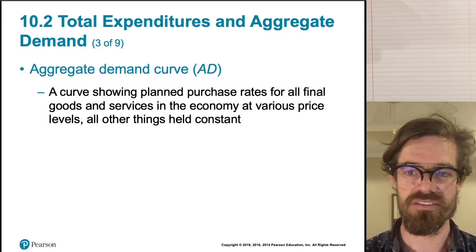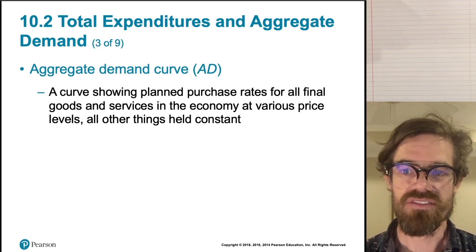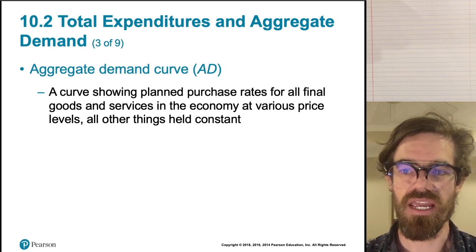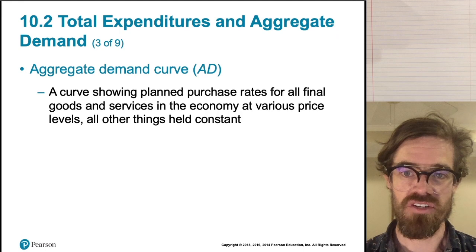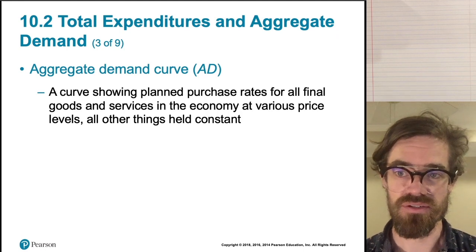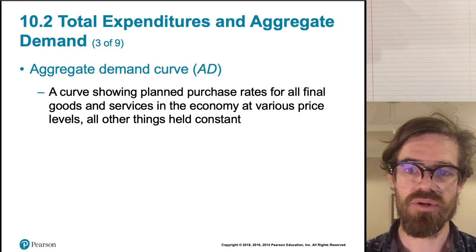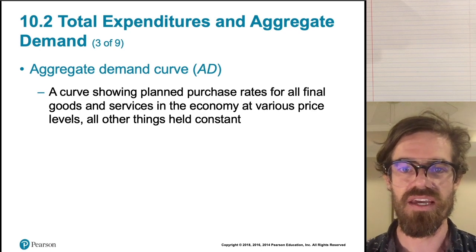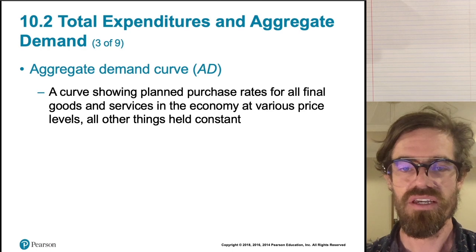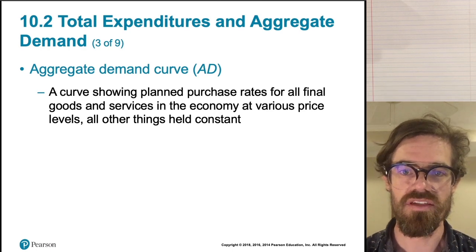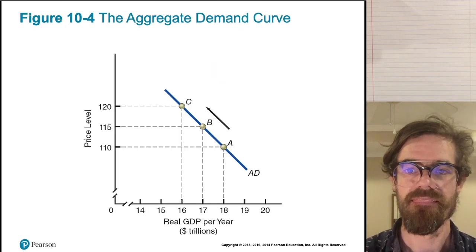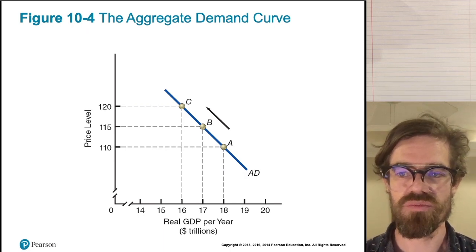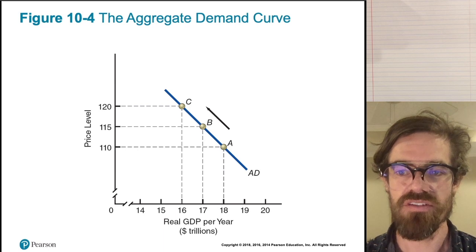So the aggregate demand curve is a curve that shows how planned expenditures change given changes in price level, right? So what are the planned purchase rates for all final goods and services in the economy at various different price levels, assuming that we're holding everything else constant. So it looks just like our usual demand curve that we've already seen from Chapter 3. It's a downward sloping curve.